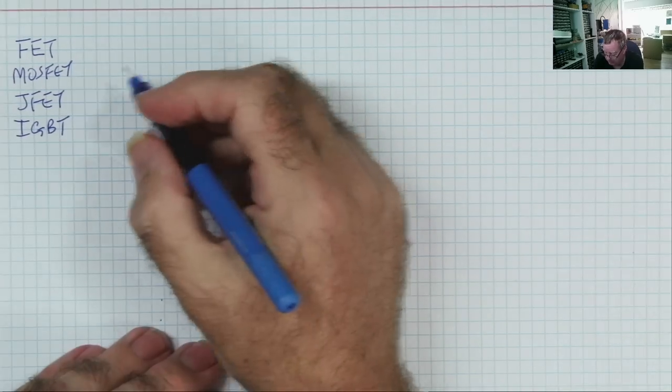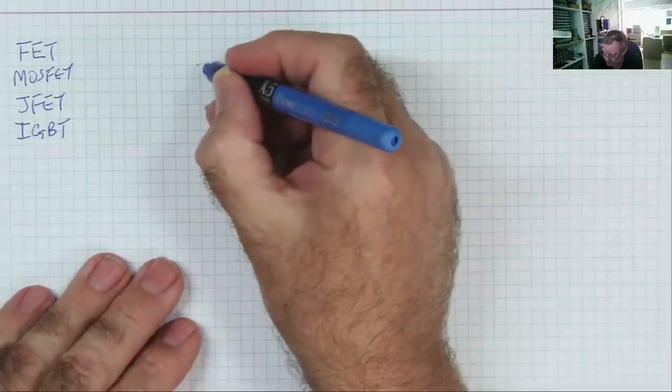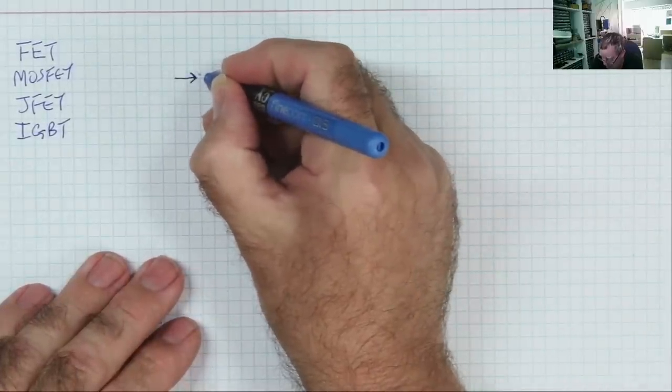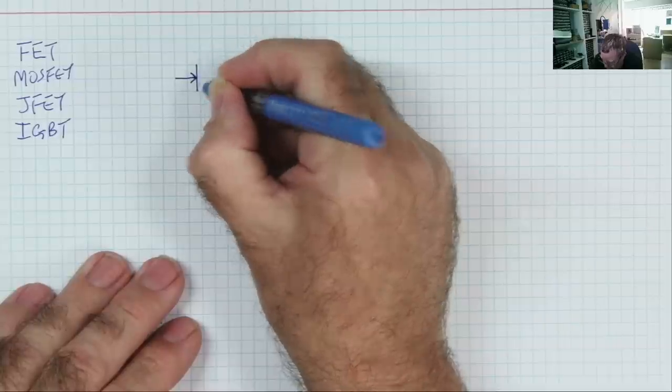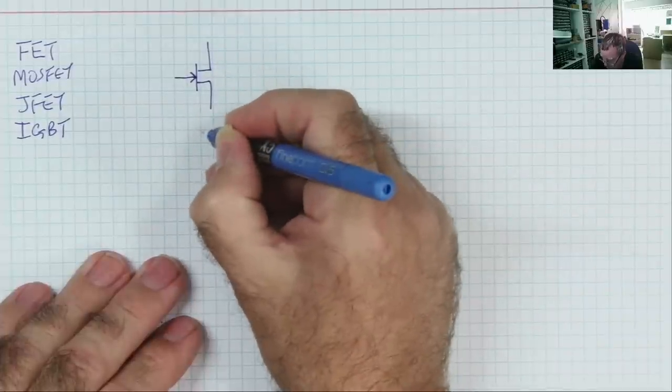Well, we'll start with the JFET. These are not common components again. You may come across them, but they really aren't common. So the symbol for the JFET is this one, or the other way round.